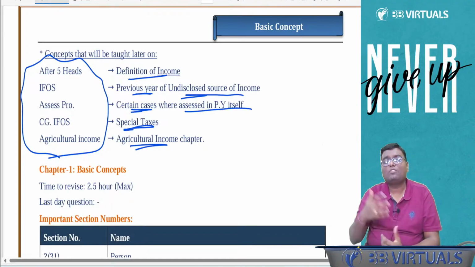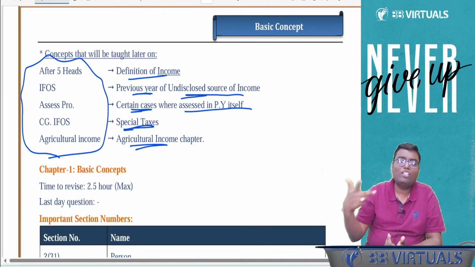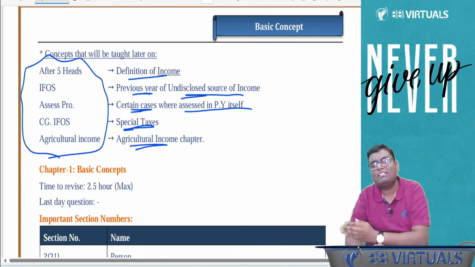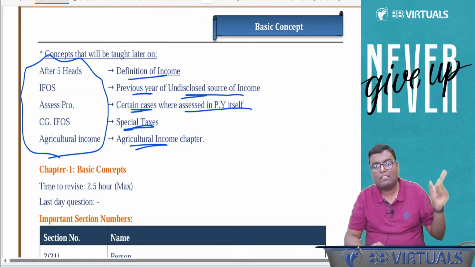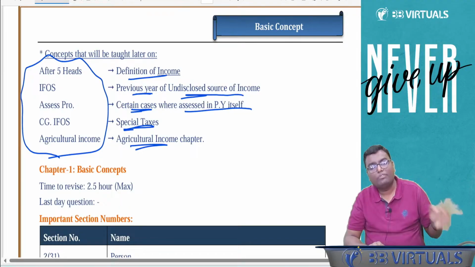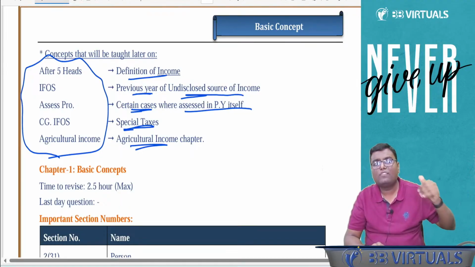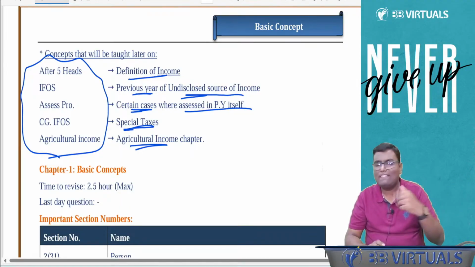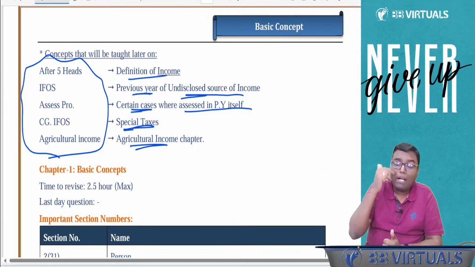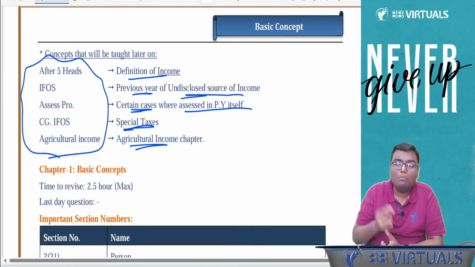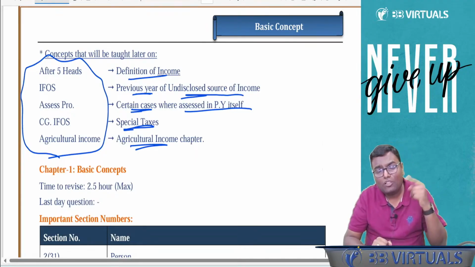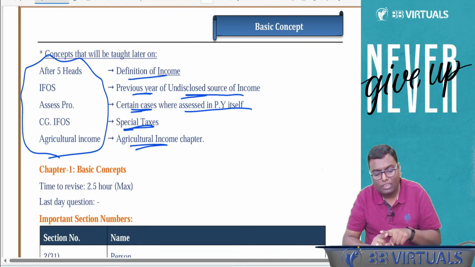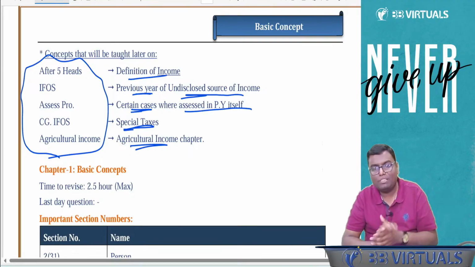Then we saw the concept of surcharge. Individual, HUF, AOP, BOI, AJP: if the income is up to 50 lakh, no surcharge. 50 lakh to 1 crore, 10%, 1 crore to 2 crore, 15%, 2 crore to 5 crore, 25%, more than 5 crore, 37%. Partnership firm, LLP, local authority, more than 1 crore, 12%. Domestic company and cooperative society, more than 1 crore till 10 crore, 7%. More than 10 crore, 12%.